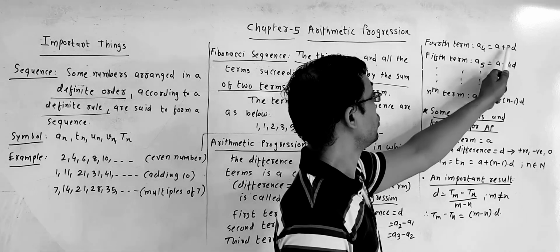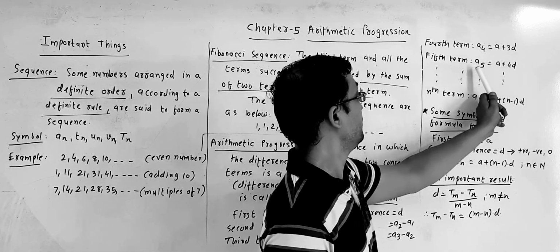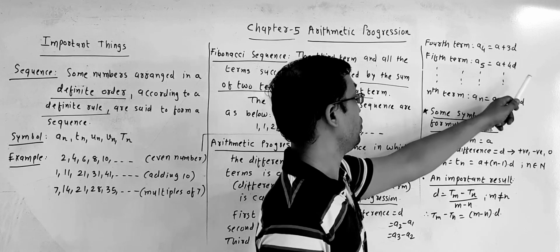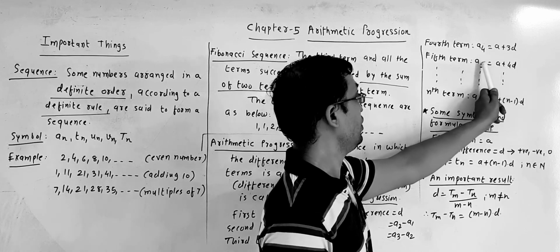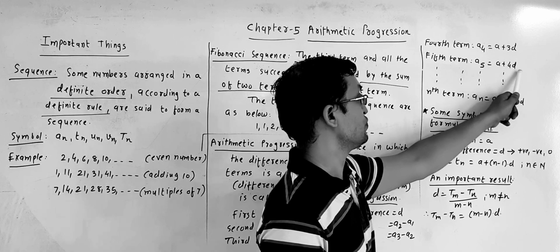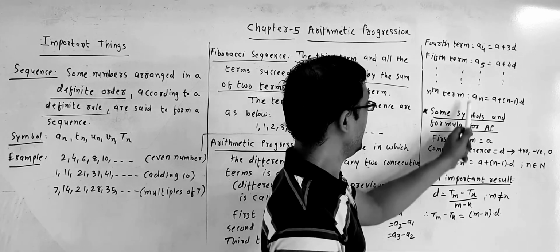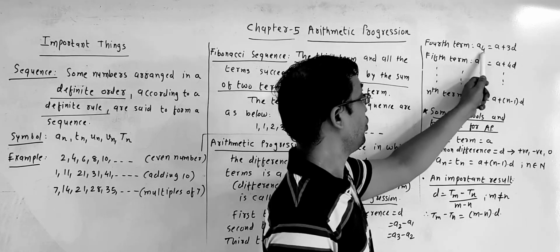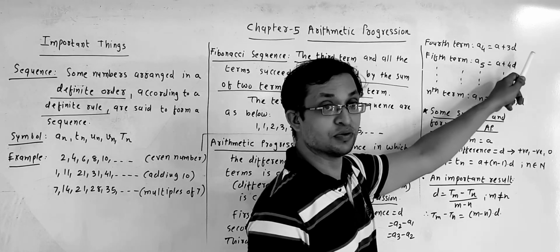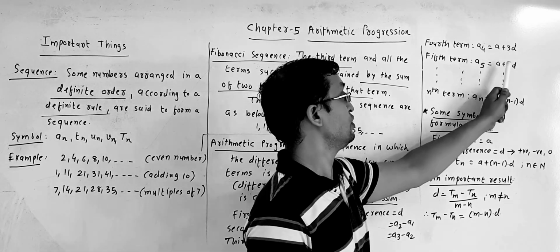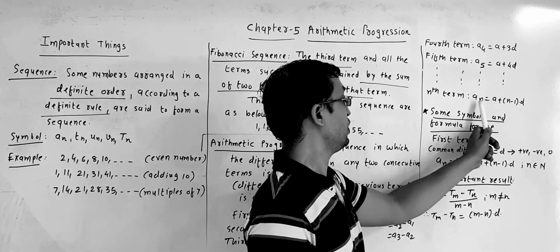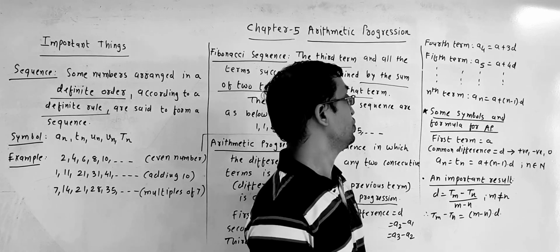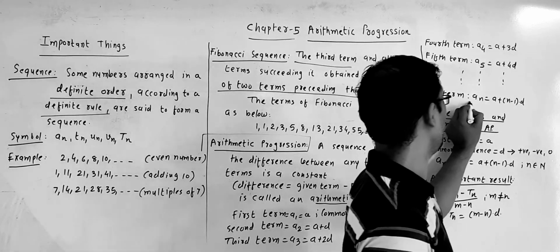यहाँ पे fourth term है तो 4 minus 1, fifth term है तो 5 minus 1 into d, that is 4d. And here nth term is n minus 1 into d. Fourth term is 4 minus 1 into d, fifth term is 5 minus 1 into d. Therefore nth term is equal to a plus n minus 1 into d. So that is the formula for nth term.